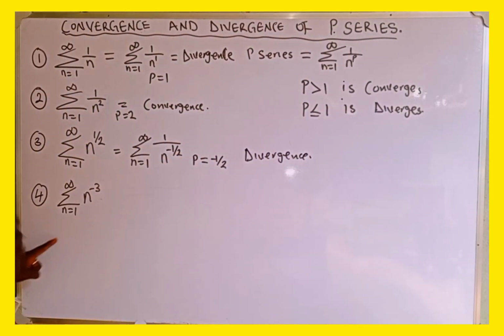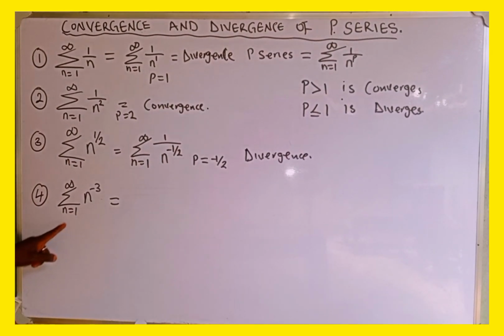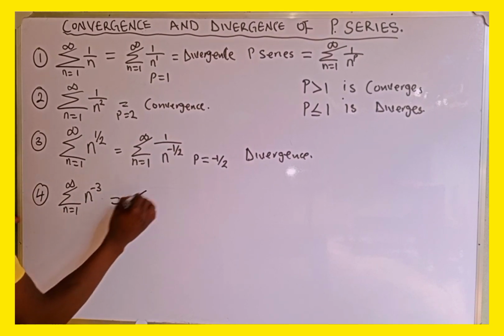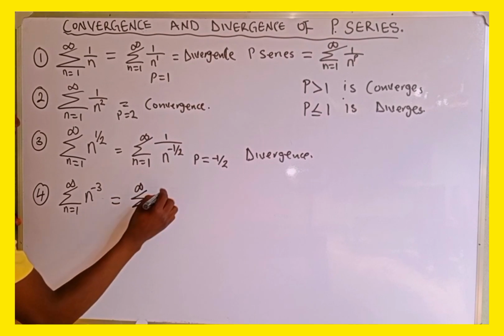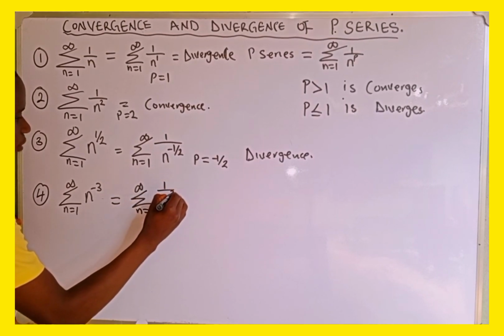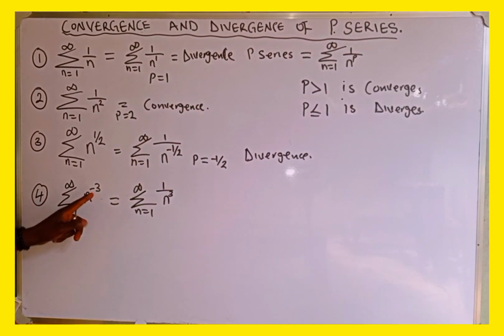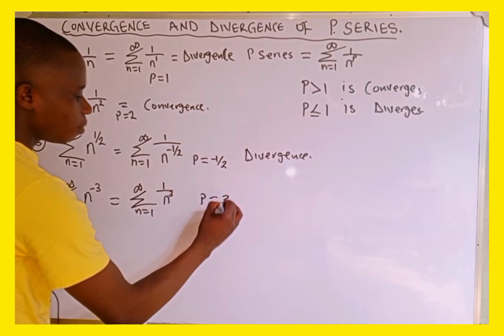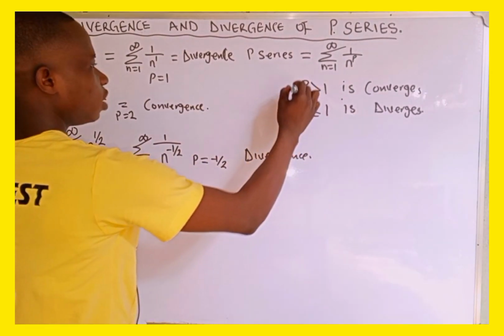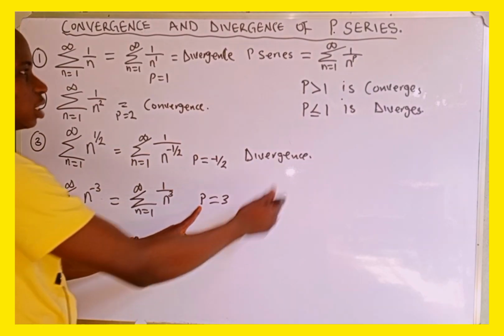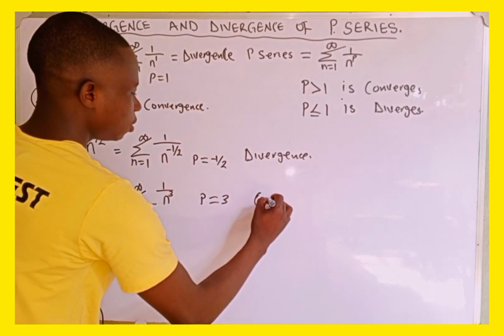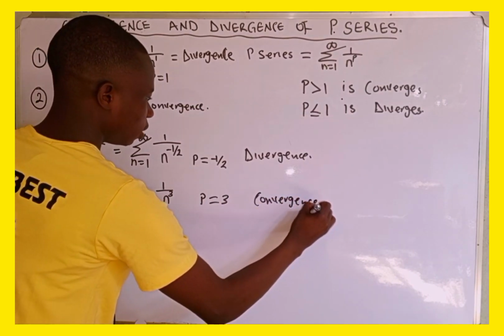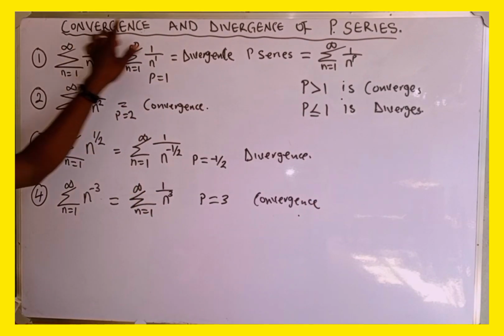Divergent series. Now let us look at number 4. Number 4 is summation as n ranges from 1 to infinity, n to the power of minus 3, which can also be written as summation as n ranges from 1 to infinity, 1 all over n to the power of 3. Because this is negative 3, when it comes down to the denominator, it turns to positive 3. So in this case, the value of p is equal to the power of n, which is 3, and 3 is greater than 1. Therefore, condition number 1 is satisfied, since p is greater than 1. Therefore, we say this series is a convergent series.